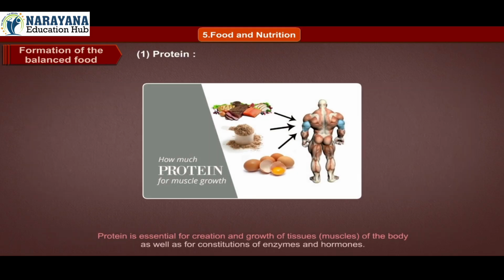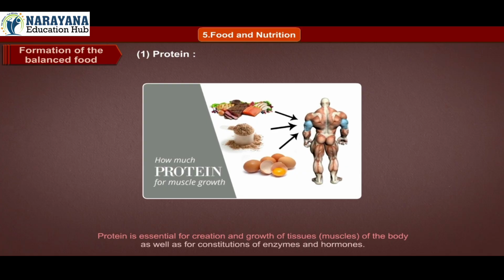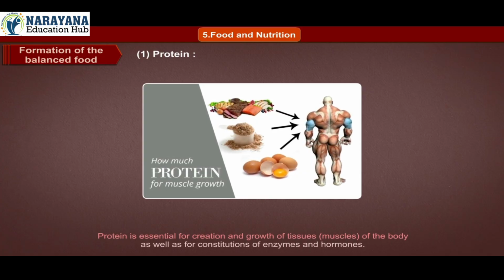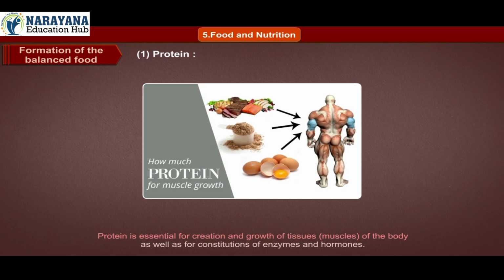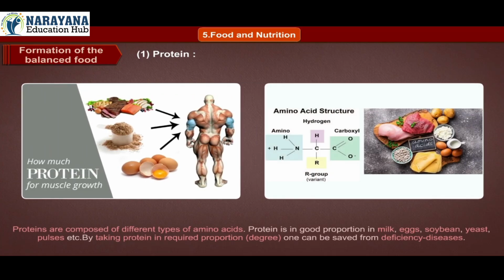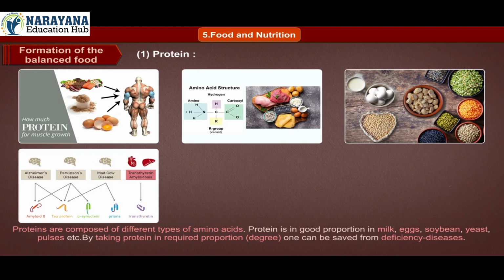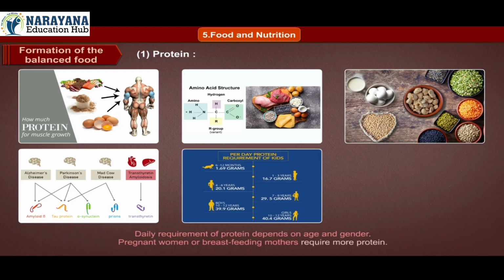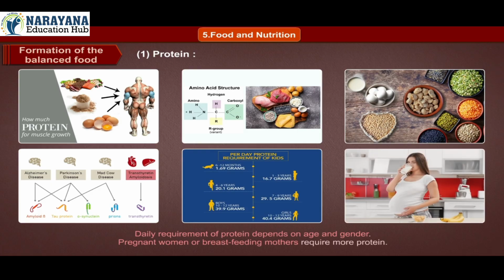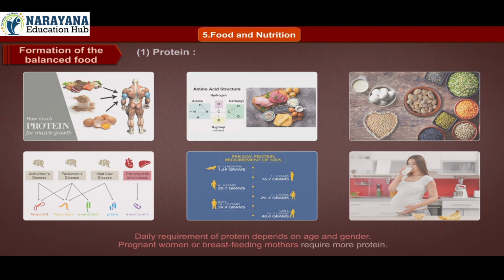1. Protein. Protein is essential for creation and growth of tissues, that is, muscles of the body, as well as for constitution of enzymes and hormones. Proteins are composed of different types of amino acids. Protein is in good proportion in milk, eggs, soybean, yeast, pulses, etc. By taking protein in required proportion, one can be saved from deficiency disease. Daily requirement of protein depends on age and gender. Pregnant women or breastfeeding mothers require more protein.